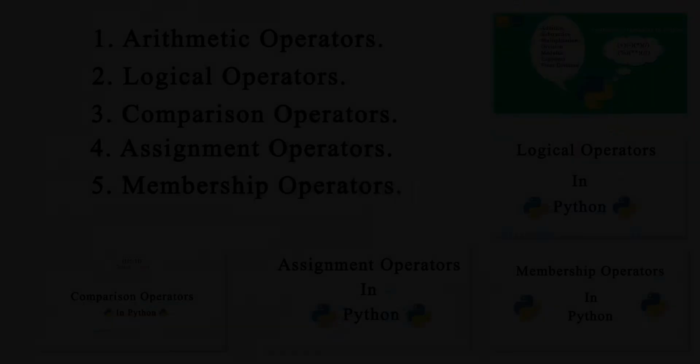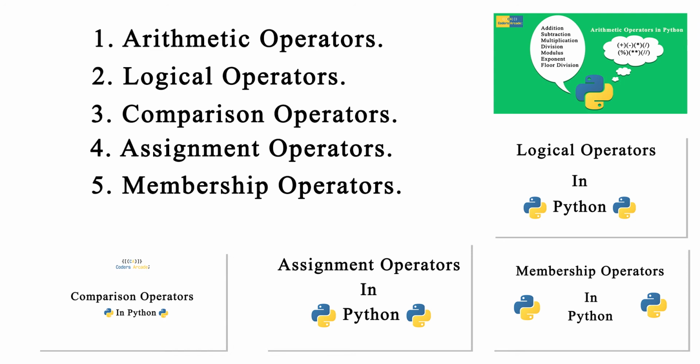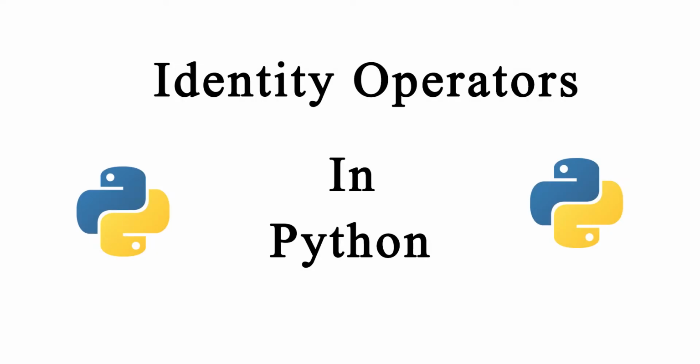In my earlier videos I have already explained five types of operators in Python, which are arithmetic operators, logical operators, comparison operators, assignment operators and membership operators. If you haven't watched those videos, I will give the link in the description. You can go through them there. In today's video I will be talking about identity operators in Python.